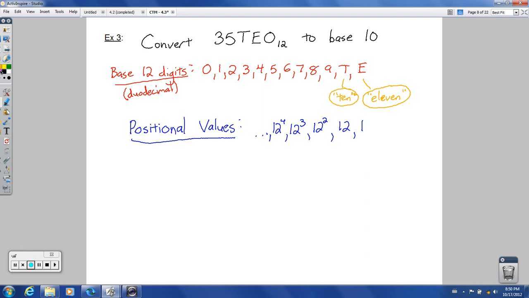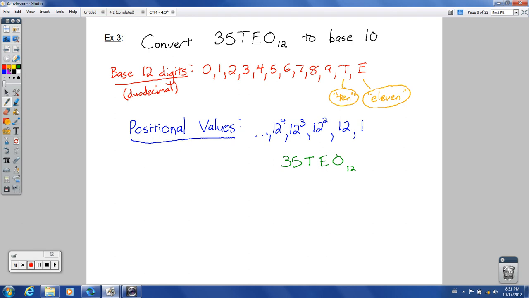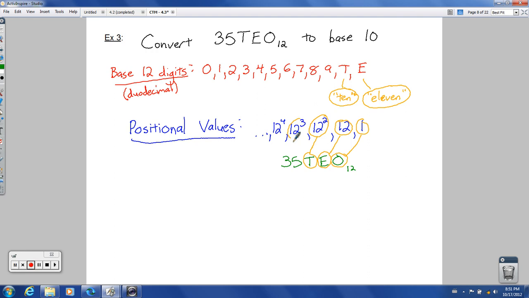So what does this look like if I match all this up with what I had to start with? Let's rewrite that down. So I have 3, 5, a T, an E, and a 0. And this is base 12. So let's see what we got here. Here's this one matching up with the 0 there. I've got my 12 matching up with the E, the 12 squared matching up with the T, 12 cubed with 5, and it looks like it needed that fifth place, the 12 to the fourth one, for that. Now, is this something you have to do every single time, these positional values? No, I think you're going to get good enough at these, I hope you are, that you can just go right to this next step. You wouldn't have to write out the red part, the blue part, or the green part.